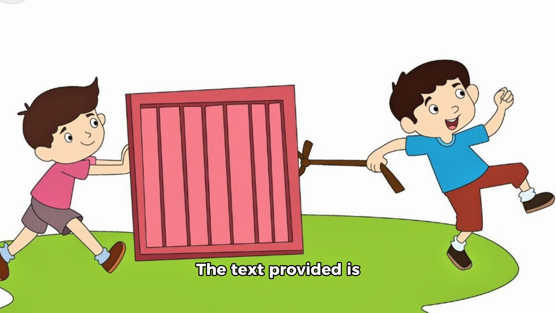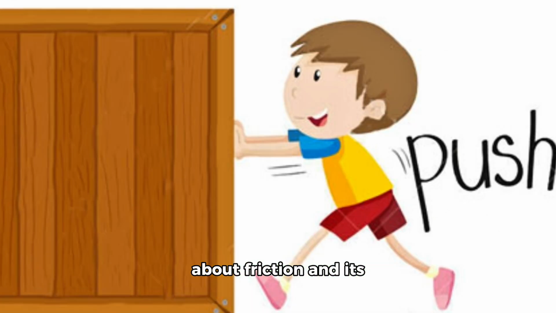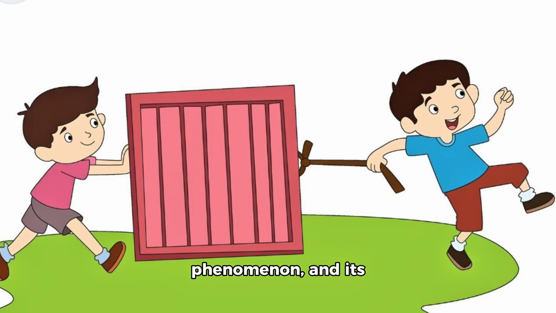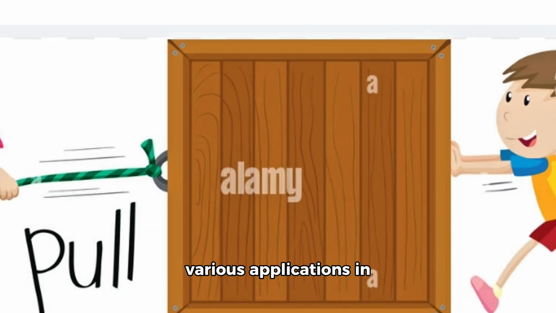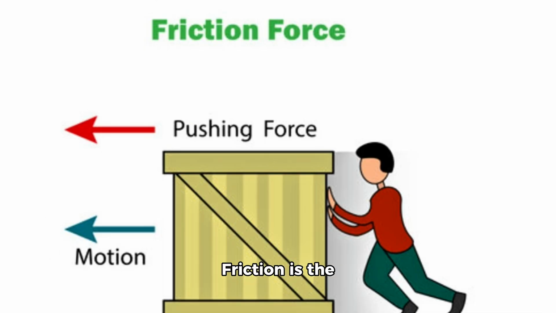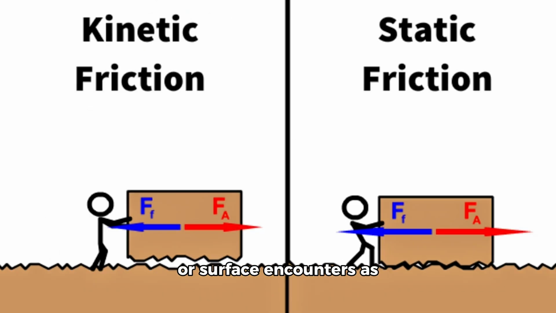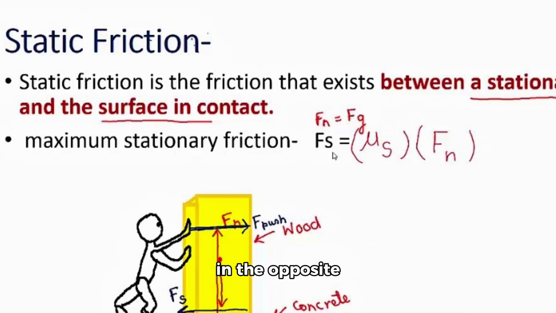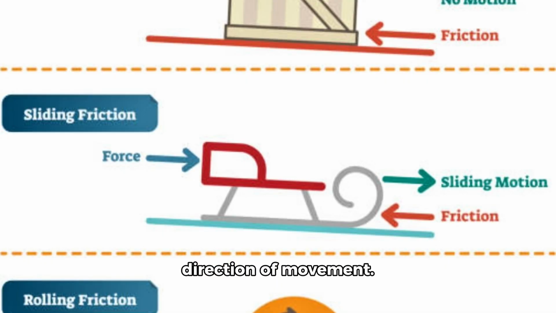The text provided is about friction and its definitions, types, factors influencing the phenomenon, and its various applications in daily life. Point 1. Defining friction. Friction is the resistance that an object or surface encounters as it moves over another. It acts simultaneously in the opposite direction of movement.